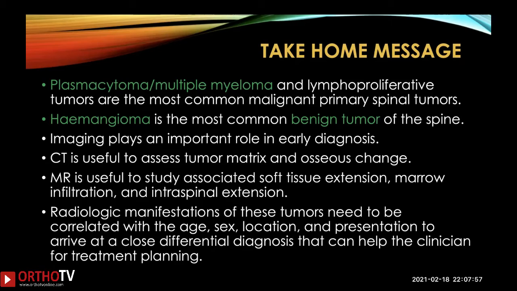All these will have involvement of the body and the soft tissue. They can cause infiltration of the marrow as well as intraspinal extension. But you have to remember to correlate all these tumors with the age of the patient, when it appears, the sex of the patient, and the location, whether it's anterior or in the posterior elements, in the cervical spine or the thoracic spine, wherever it's happening. Keeping all these in mind will give you maybe not a definite, but a close diagnosis of what kind of tumor it is.